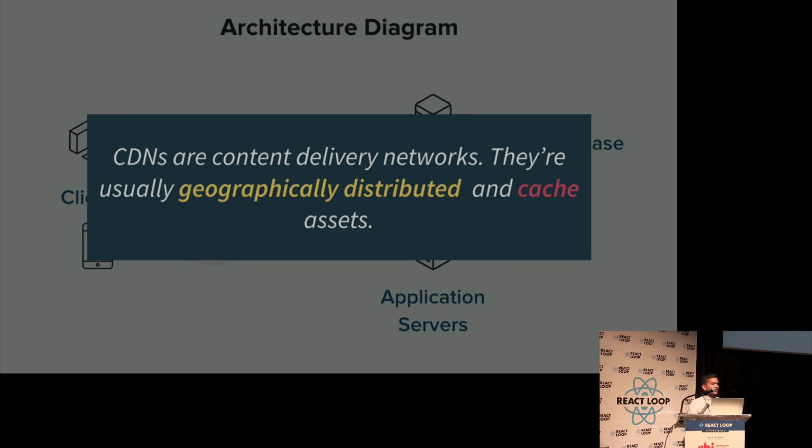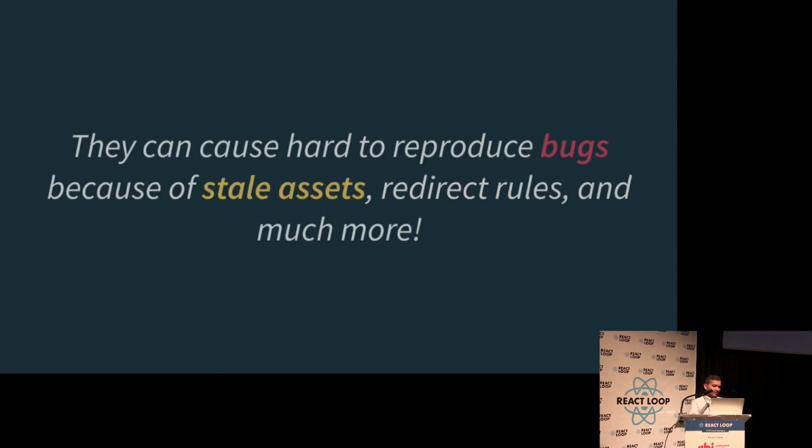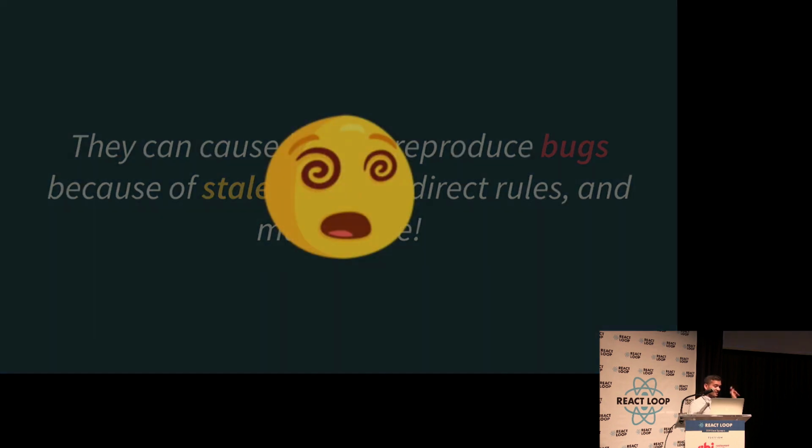CDNs are also used to cache assets like CSS files, JavaScript files, image files. You can also do things like full-page caching or partial caching in CDNs. That all sounds pretty great, right? Unfortunately, CDNs can also cause these hard-to-reproduce bugs in production. Depending on how complex your CDN setup is, you might run into stale assets, which means your end users could get served old JavaScript files with breaking changes. That's not good. There can be issues with the redirect rules, firewalls, and much more.